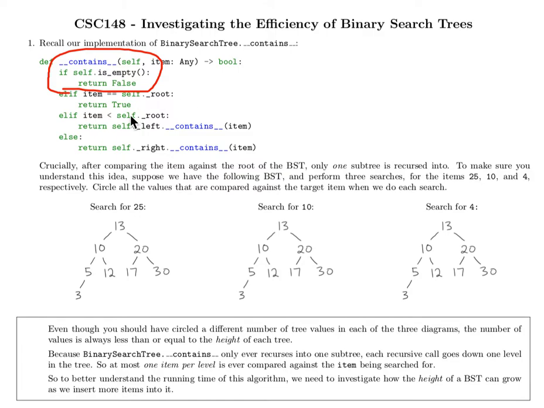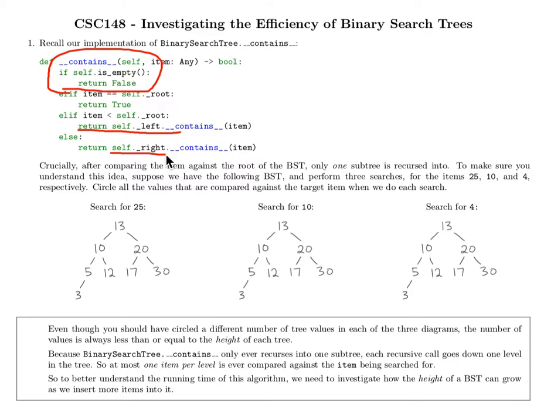The second one checks if the item that we're looking for is the value that's in self.root. So this is where we've actually found the value that we're looking for, in which case we can just return true. Then we have two recursive cases. One which looks in the left subtree if the item is less than self.root, and the other which looks in the right subtree if the item is greater than self.root.